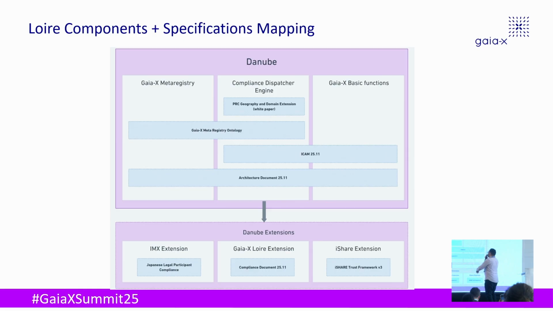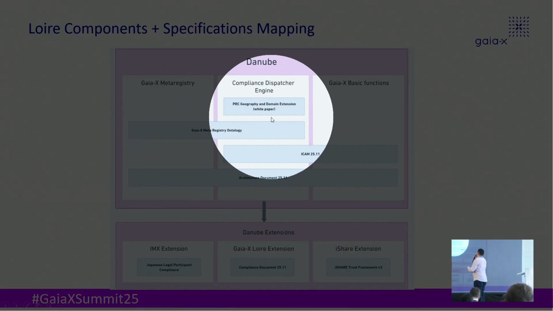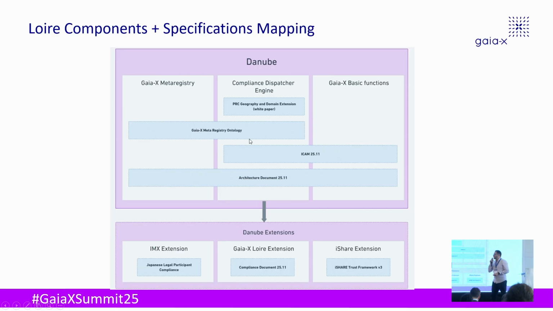And for the top part, again, you can see the three components that we've seen before: the meta registry, the compliance dispatcher, and the basic functions. And you can see, for example, for the credential formats, it's in the basic functions and the dispatcher. And one new thing here, if you were in the last session yesterday, is that the PRC, geography, and domain extension was integrated. So that's the specification behind the Danube and the dispatcher.